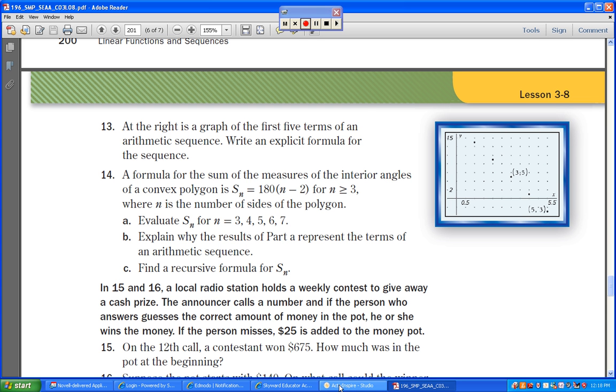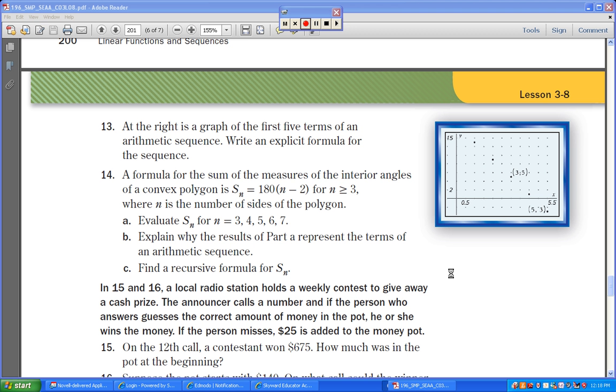I need to actually go to annotate over. Okay. At the right is a graph of the first 5 terms of an arithmetic sequence. Write an explicit formula for the sequence. Well, the points I have been given are the third and the fifth. So I've got (3, 5) and (5, -3). I need to figure out what that slope is. What is this change in step?